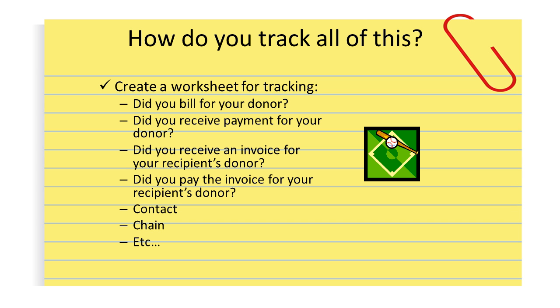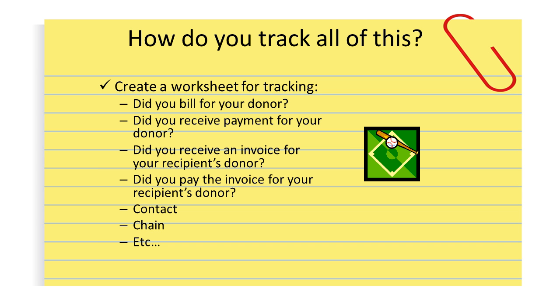Create a worksheet for your tracking. You want to track, did you bill for your donor? Did you receive payment for your donor? Did you receive an invoice for your recipient's donor? Did you pay the invoice for your recipient's donor? You want to follow who the contact is. You want to indicate what registry it is and what chain it is, etc.